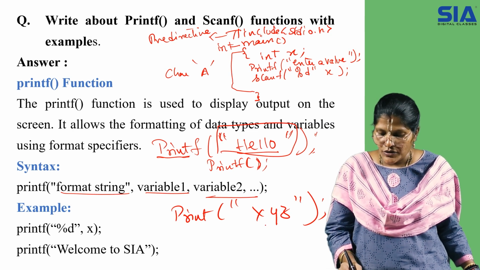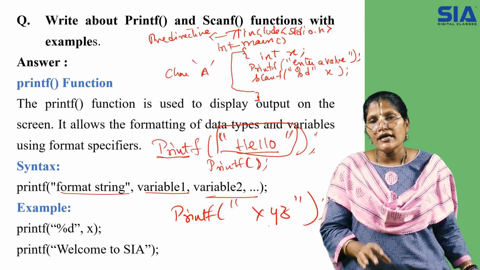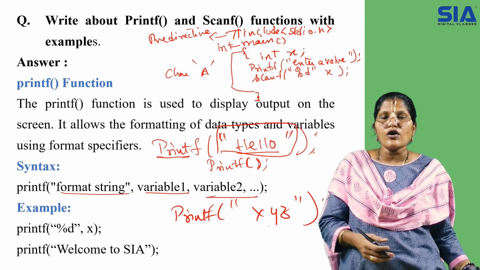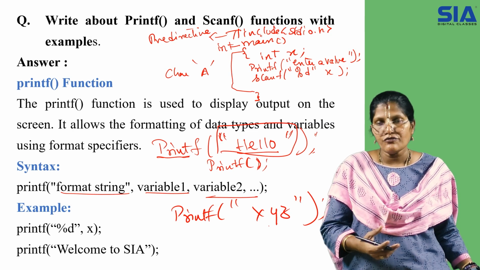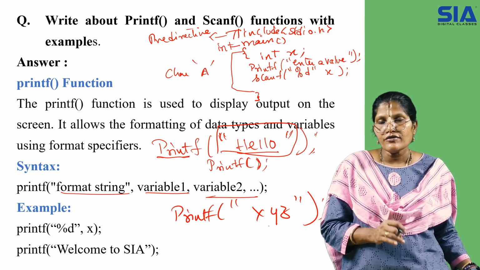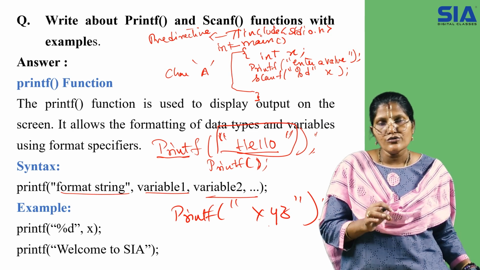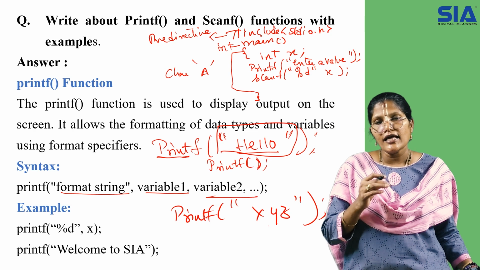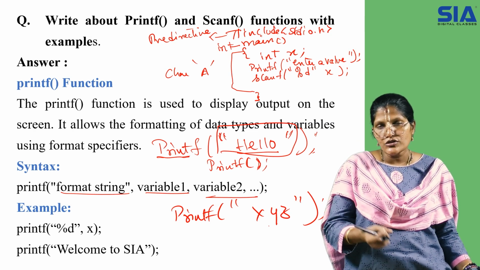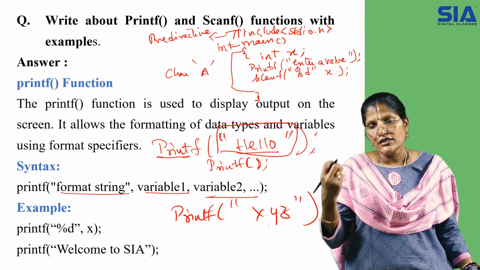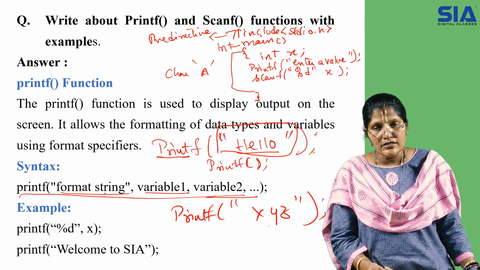What is the printf functionality? It is to display the output on the screen. It allows the formatting of data types and variables, and it enables that through format specifiers. The conclusion here is that printf is a function which helps the user print string values, or when you want to extract values from the memory onto the system, we have to use the format, that is, formatted string and variable name.